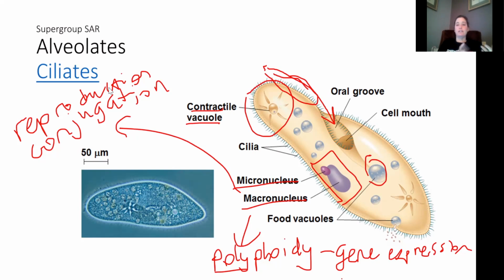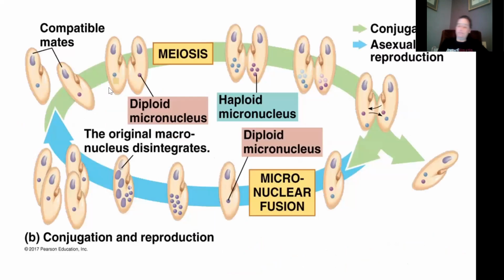Ciliates have multiple small cilia. Some of them are all around their body, sometimes in tufts. They have two nuclei. They have a contractile vacuole. That's it, basically.